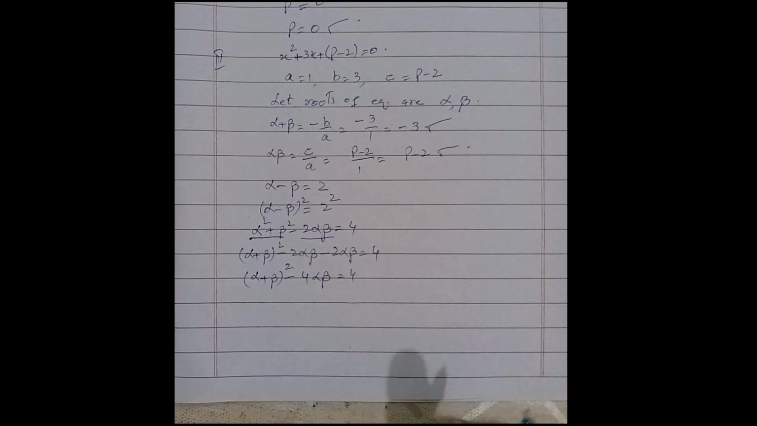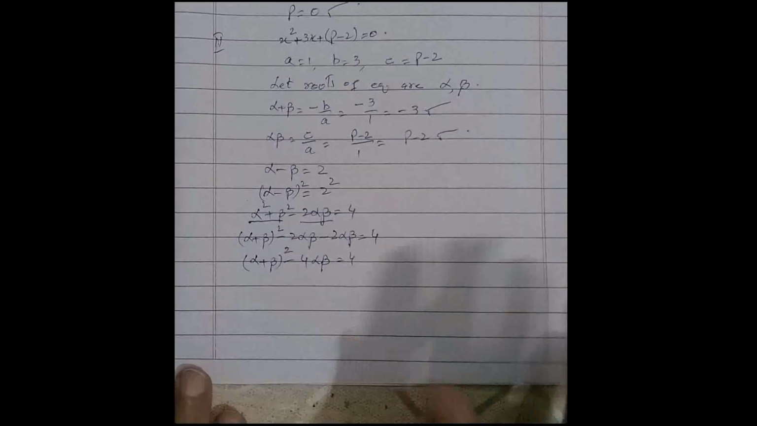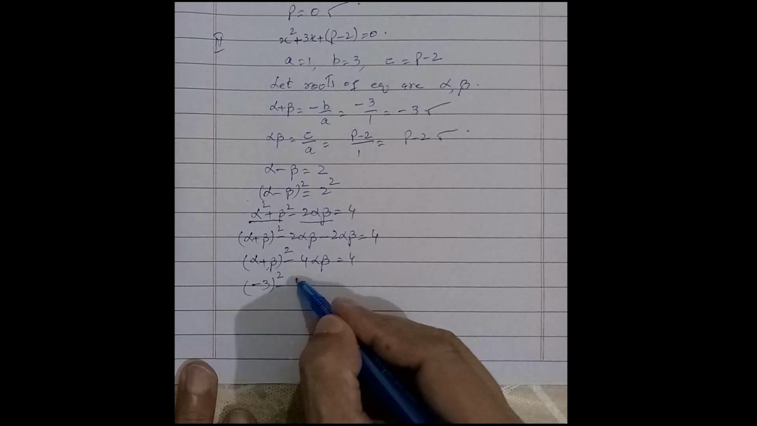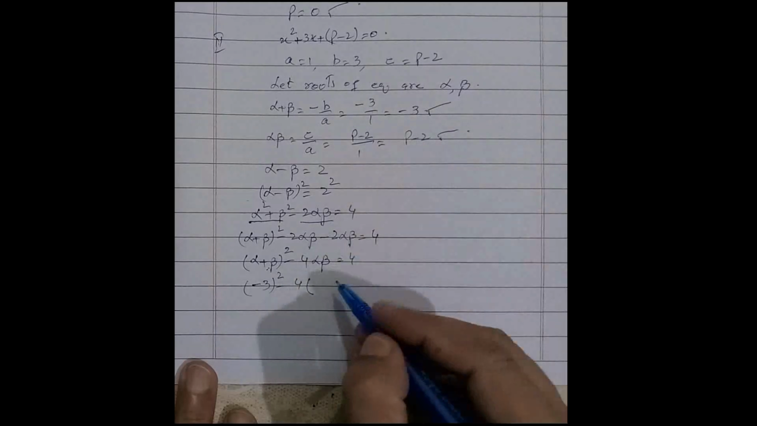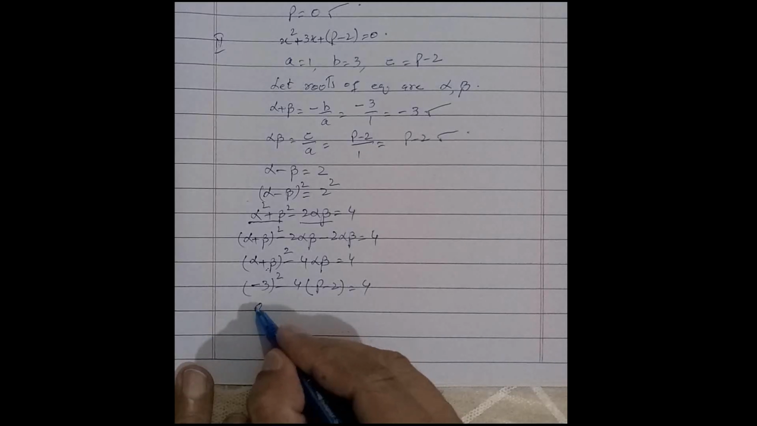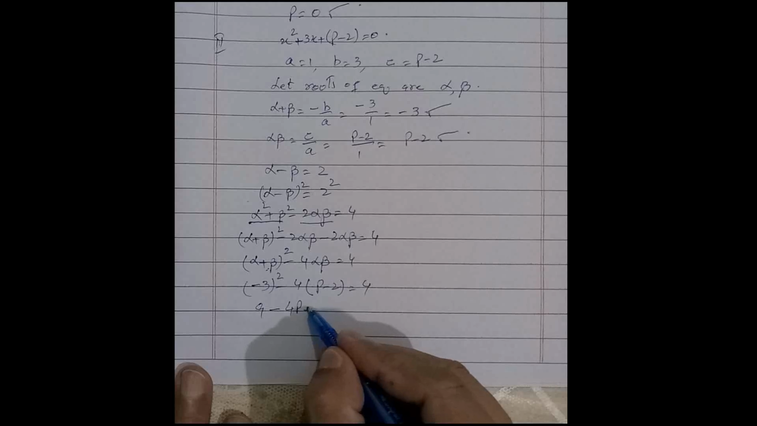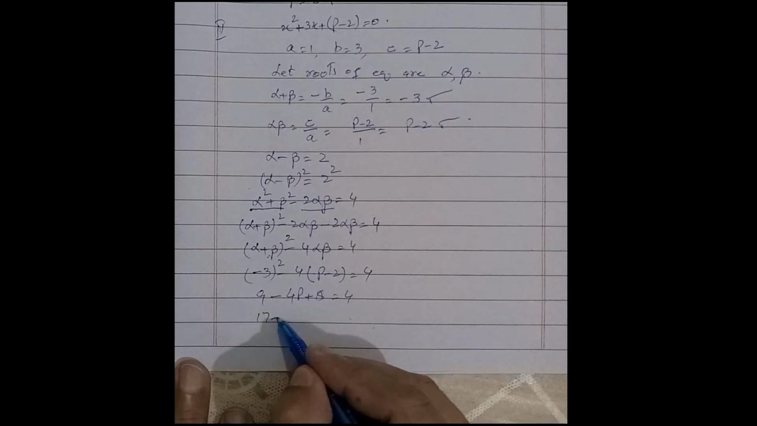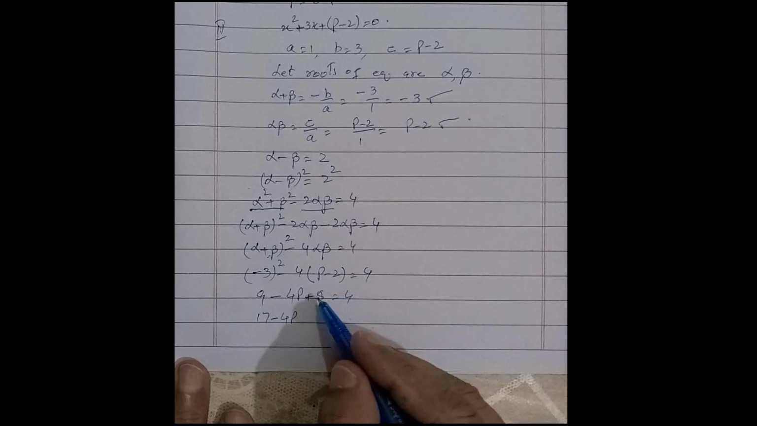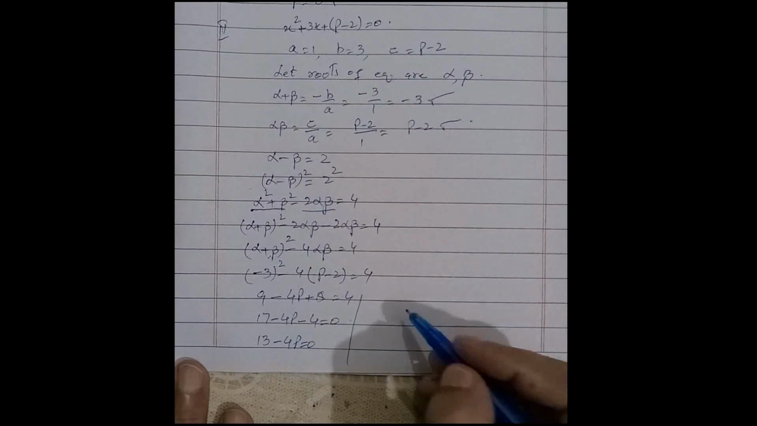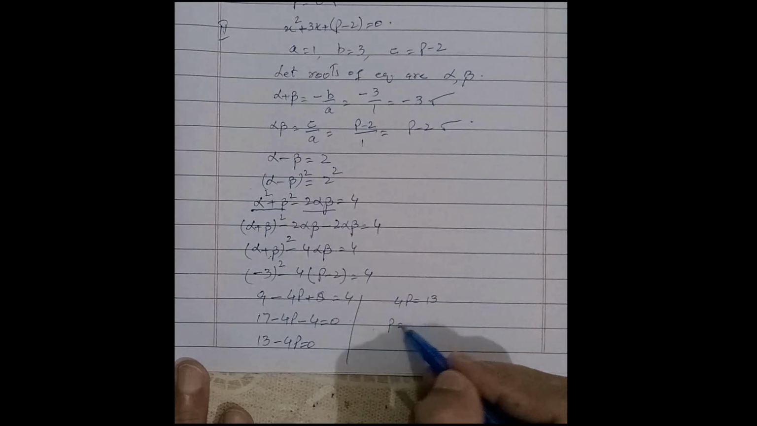And now we put the values of sum of roots and the product. Alpha plus beta whole square, but alpha plus beta is equal to minus 3. Minus 3 whole square minus 4, and product alpha beta is equal to p minus 2, is equal to 4. Now we simplify these values, we get 9 minus 4p plus 8 is equal to 4, and further simplify 9 plus 8 is equal to 17 minus 4p, and this 4 is shifted to the left side, minus 4 is equal to 0, and we get 17 minus 4 is equal to 13 minus 4p is equal to 0, and the answer is 4p is equal to 13 and p is equal to 13 over 4.